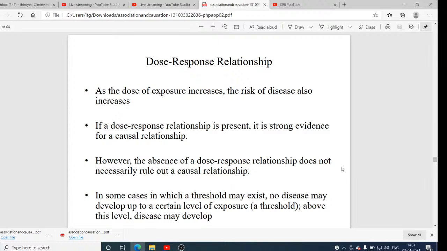Coming to dose-response relationship, as the dose of exposure increases, the risk of disease also increases. If a dose-response relationship is present, it is strong evidence of a causal relationship. However, the absence of a dose-response relationship does not necessarily rule out a causal relationship. In some cases a threshold may exist, where no disease may develop up to a certain level of exposure, which is the threshold. Above this level, the disease may develop.